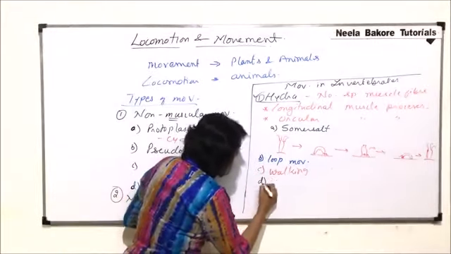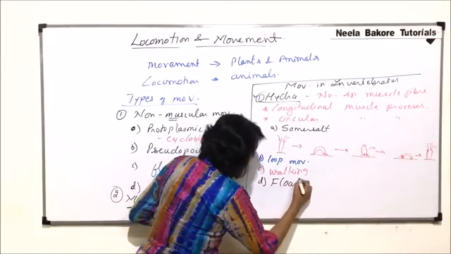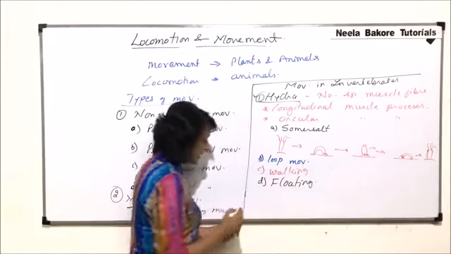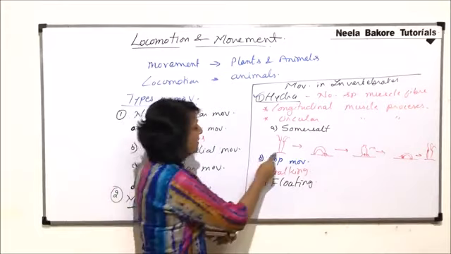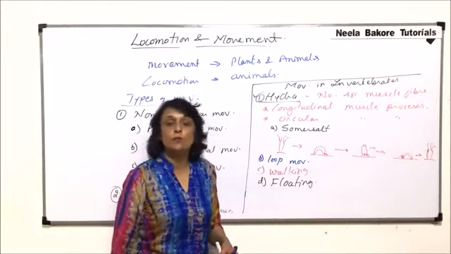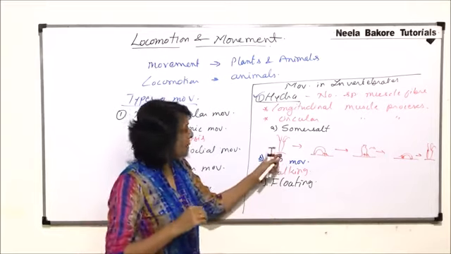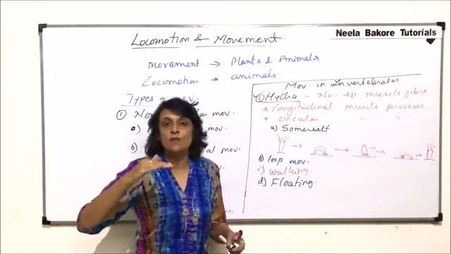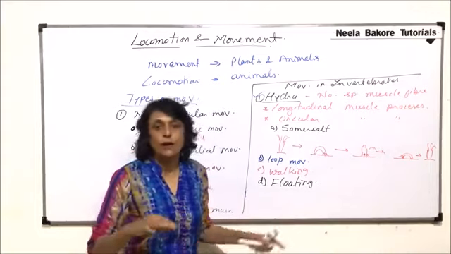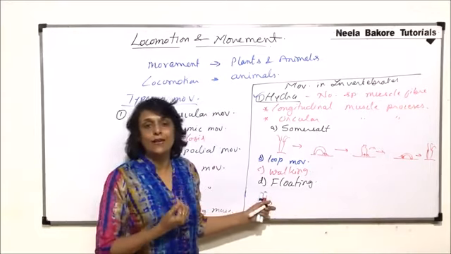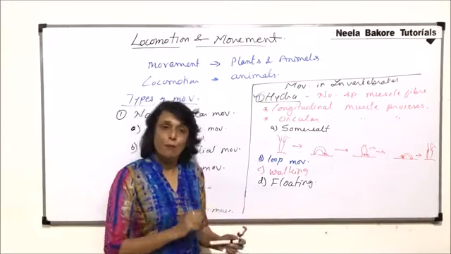The fourth type is known as floating. Now what exactly happens in floating is, when Hydra has to move from its position, then it produces an air bubble at the lower end. Because of the air bubble, it detaches from the substratum and floats in the water. And then when it has to attach to a substratum, it goes and binds there.